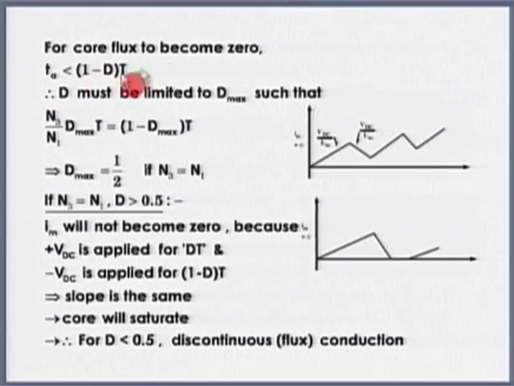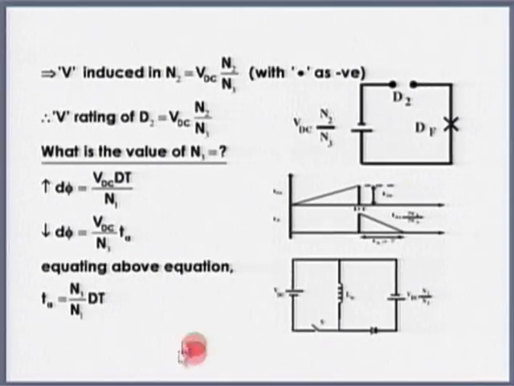For the core flux to become 0, Ta should be less than (1 minus D) into T. Now, we will see why the core flux has to become 0. The core flux has to become 0 before closing the switch the next time. So, Ta should be less than (1 minus D) into T. That is the condition that I am applying here.